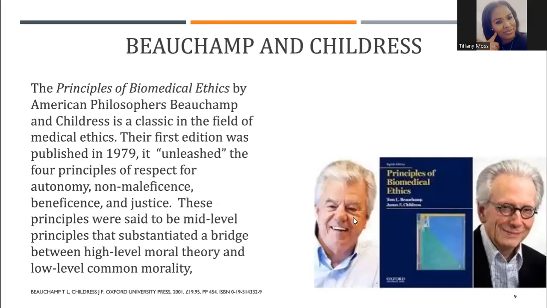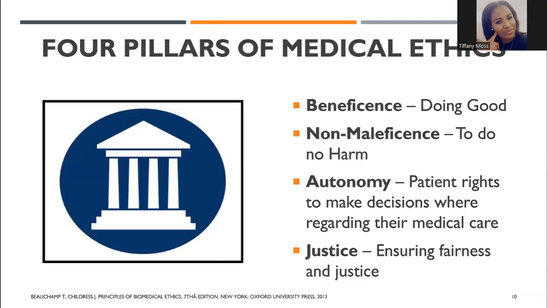Additional contemporary authors are Beauchamp and Childress. These 2 American philosophers are credited for their book known as The Principles of Biomedical Ethics. This book is a classic in the field of medical ethics. The first edition was published in 1979. During its publishing, it unleashed the 4 principles of respect for autonomy, non-maleficence, beneficence, and justice. These principles were said to be the mid-level principles that substantiated a bridge between high-level moral theory and low common morality in medical ethics.